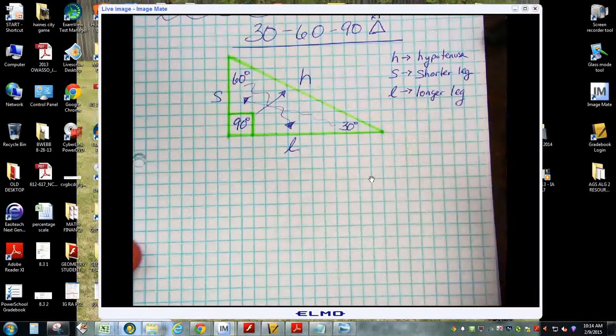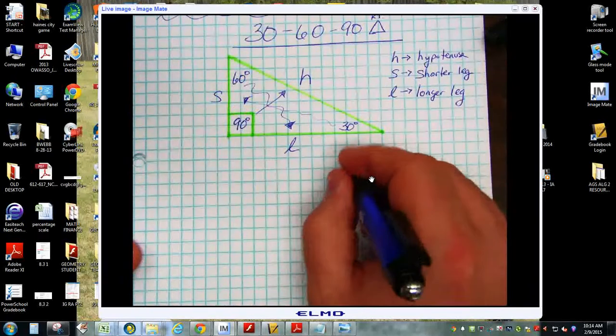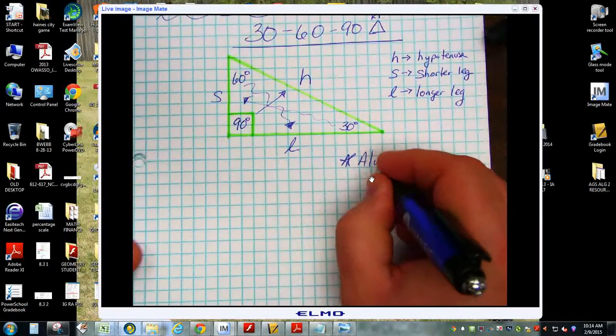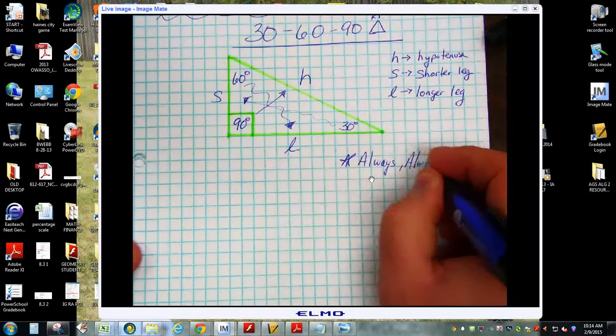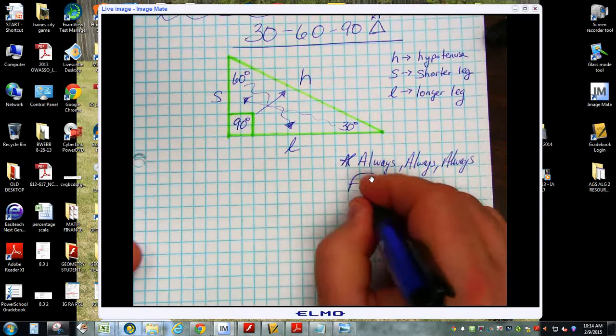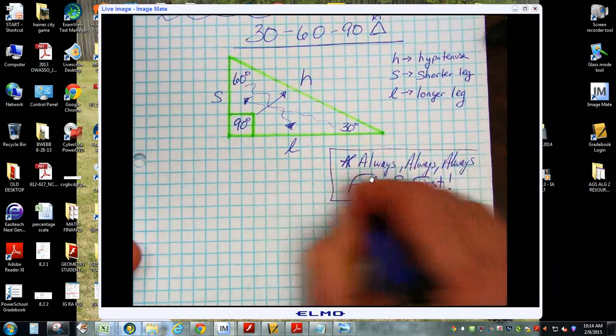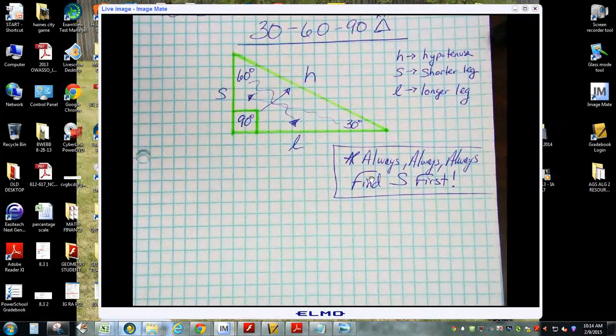Now, we're going to have some values given to us. So after we've recognized which one's which, always find S first. Find the value of S first. And there is a reason for that. If you find S, you have the ability to find every other side. But you can't find H and L without S.